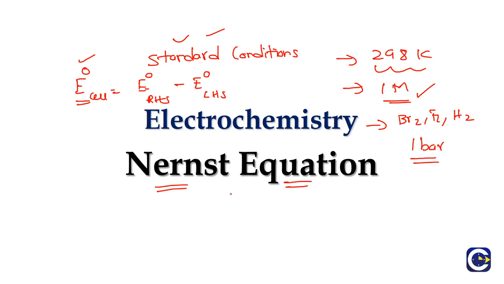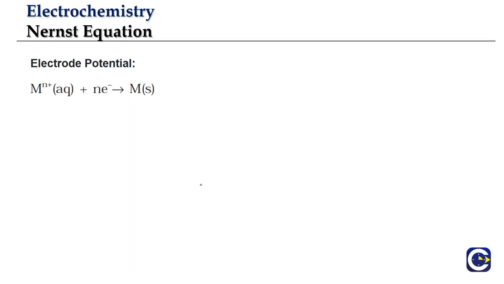So under these changed conditions, what will be the reduction potential of the electrodes, and how are we going to link it to the cell potential or the EMF of the cell? So how will we find the EMF of the cell under different conditions? This is what we are going to be learning in the Nernst equation.